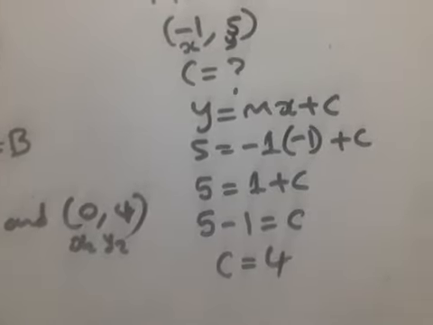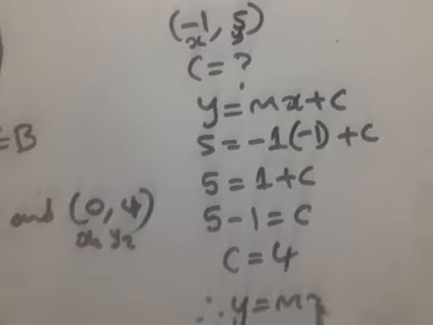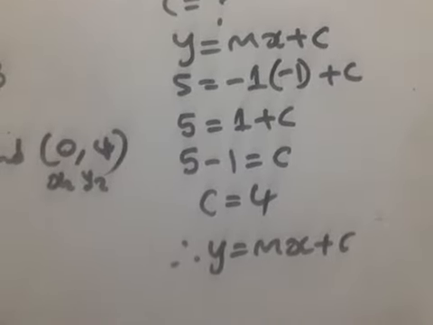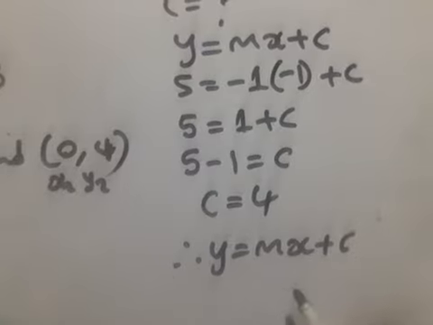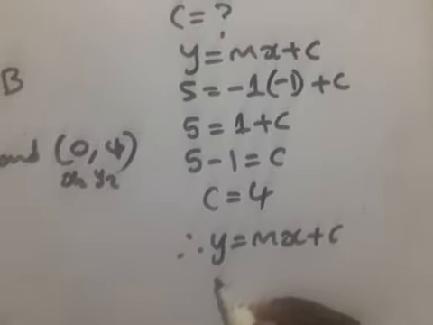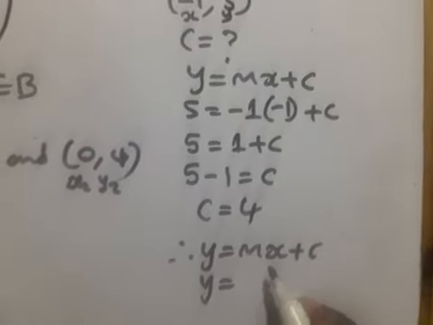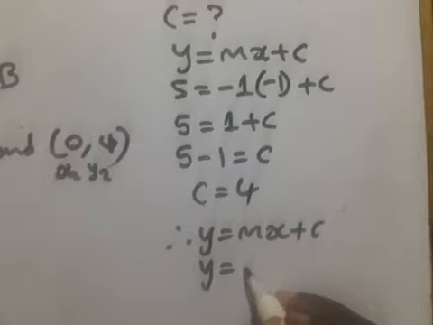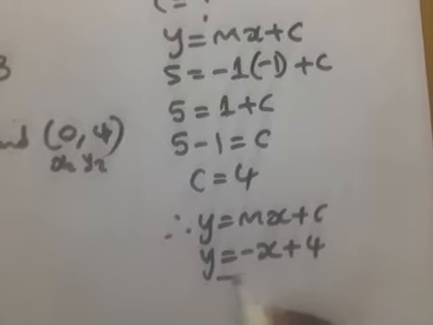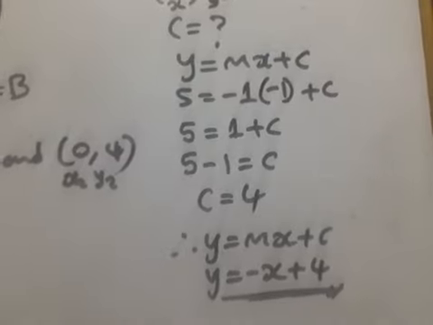Upon finding the y-intercept, now you have to conclude the equation. Therefore, in y equal to mx plus c, which is the general equation of a straight line, you replace m with negative 1 and c with 4. So it would be y equal to negative x plus 4. This is the relationship they are looking for, or the equation. So this is how you can go about it.